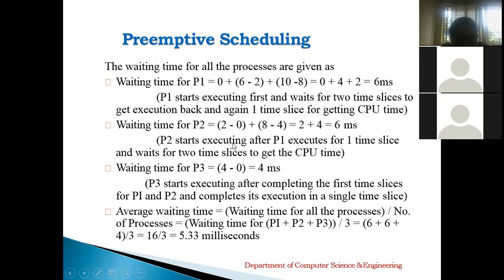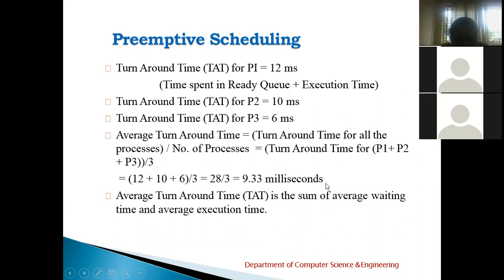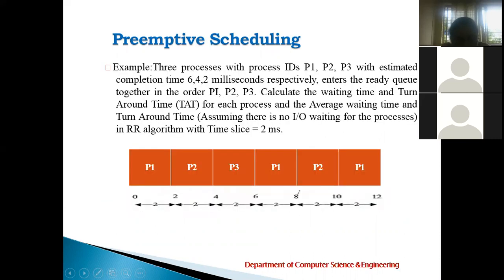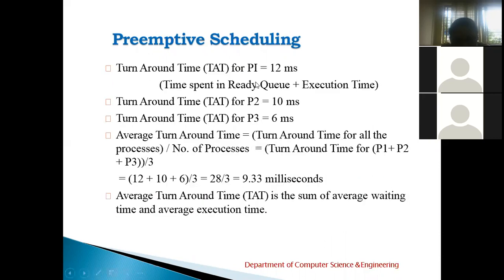Now, what is the turnaround time? See, what is the definition of turnaround time? It is the time spent waiting in the queue plus the execution time. How much time did P1 wait in the queue? You already calculated it. It is 6 milliseconds. 6 plus its execution time, which is 6. 6 plus 6 is how much? 12 milliseconds.